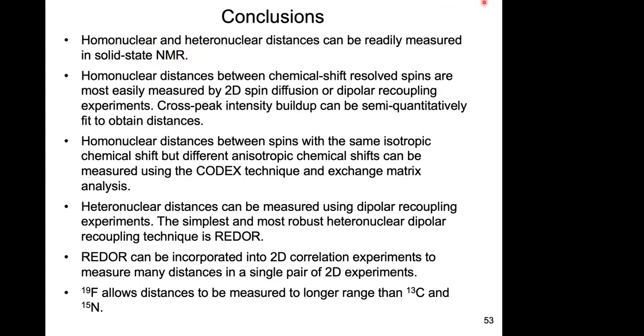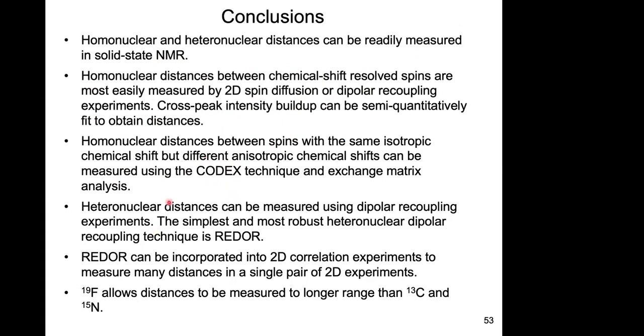So this is where I want to stop and conclude by saying that homonuclear and heteronuclear distances can be relatively readily measured with existing techniques in solid state NMR, and homonuclear distances are most easily measured by 2D correlation or isotopic spin exchange experiments, spin exchange or active dipolar recoupling. You can follow the cross peak intensities to get semi-quantitative distance information. If you have the same isotropic shift but different tensor orientation, then remember CODEX is a really nice technique to measure homonuclear distances and, more importantly, to do spin counting.